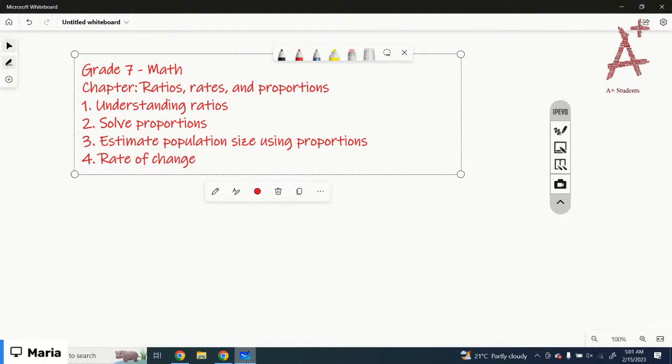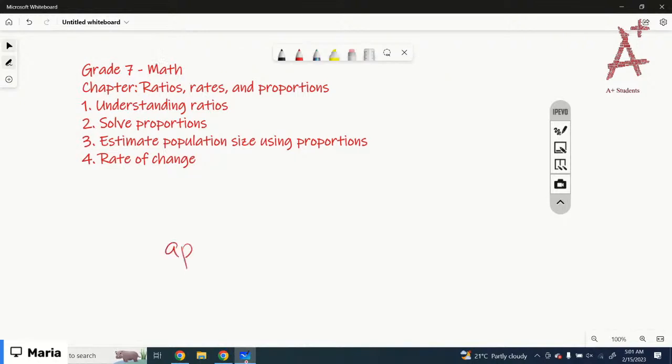So we're going to start with grade 7 maths. You can find all the lessons on aplusstudents.com. You have to log in there using your email address and password provided by the administrator. Then you have to select math from the subject tab. Scroll down to grade 7 maths and then click on view all lessons.